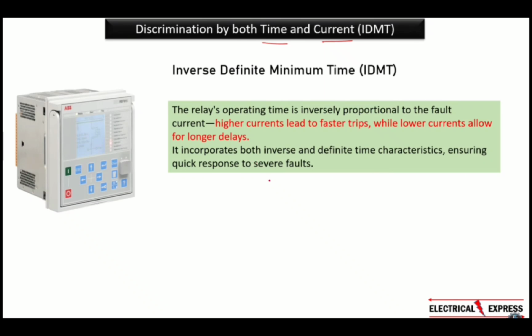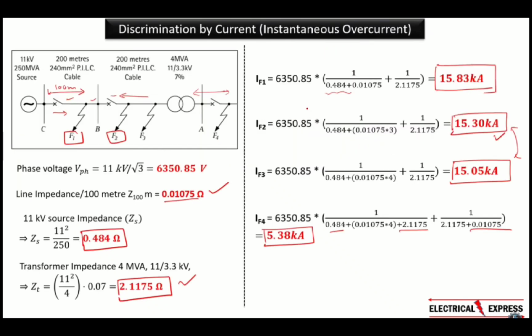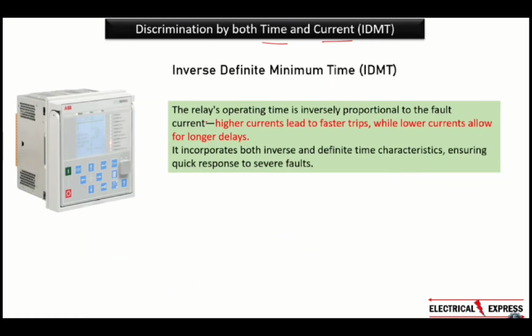So, if the current is high, as we just saw, if the source has high current, then the timing should be low. Because we're protecting a high current system, what does this mean? If our current is high, then our time should be low. And if our current is low, then our time should be high. That is, both should be inversely proportional.